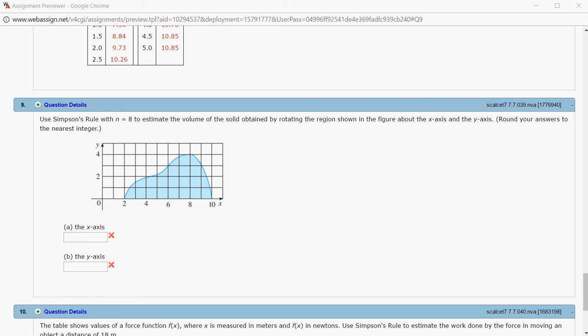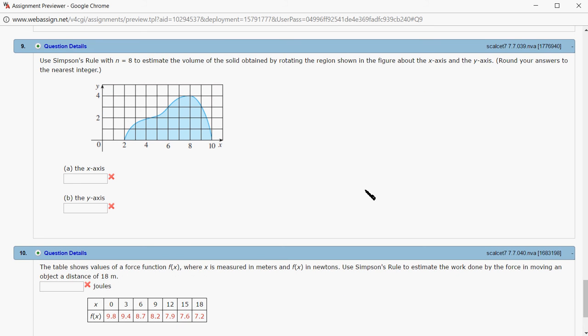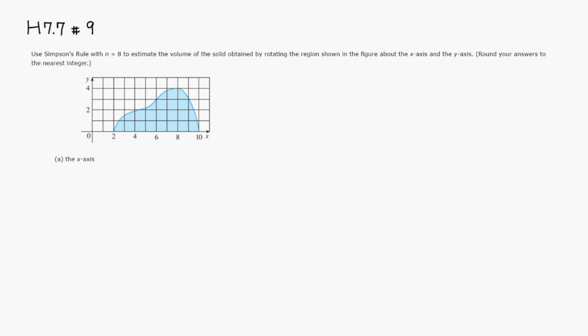Alright, let's look at homework 7.7, problem number 9. We're going to use Simpson's rule to estimate the volume of the solid obtained by rotating this shaded area. So let's do that. Part A, we want to rotate it about the x-axis.